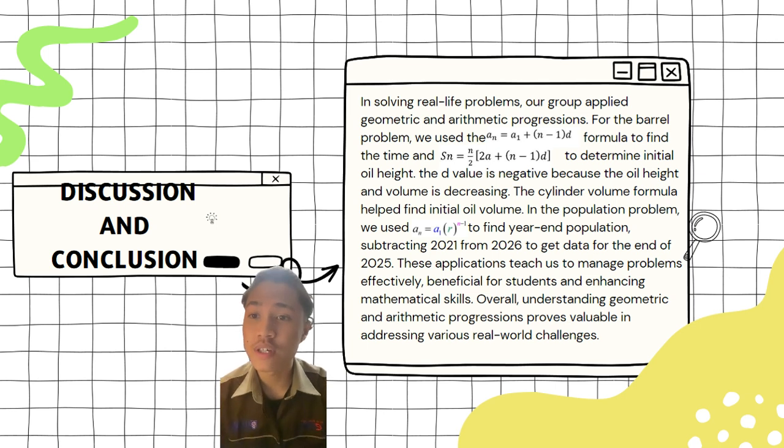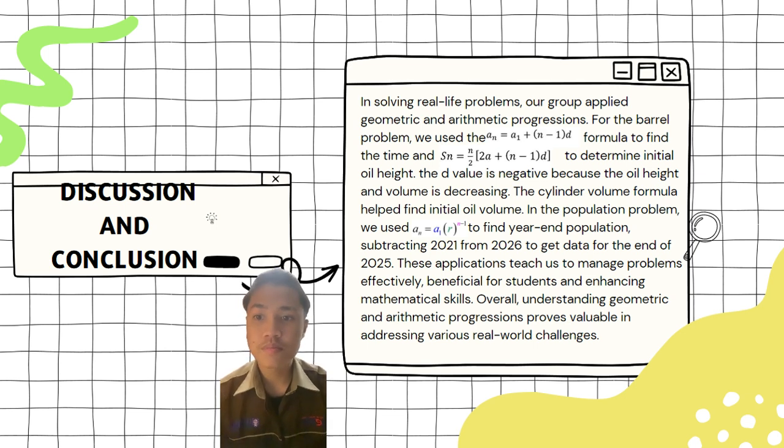So in solving real life problems, our group applied geometric and arithmetic progression. For the barrel problem, we use this formula to find the time, and this formula to determine the initial oil height. The D value is negative because the oil height and volume are decreasing. The cylinder volume formula helps find the initial oil volume.